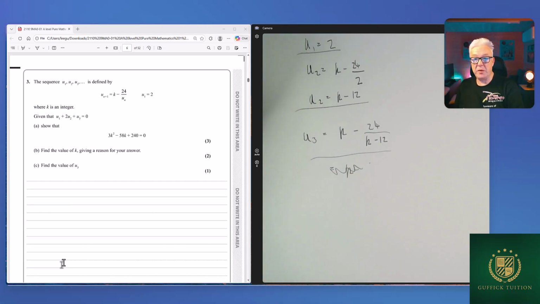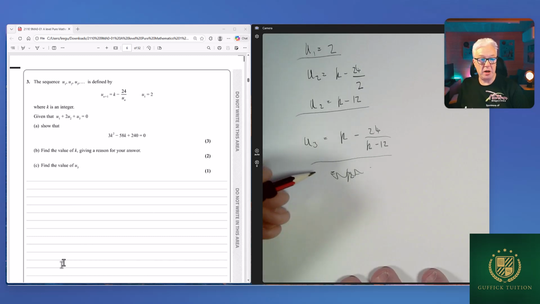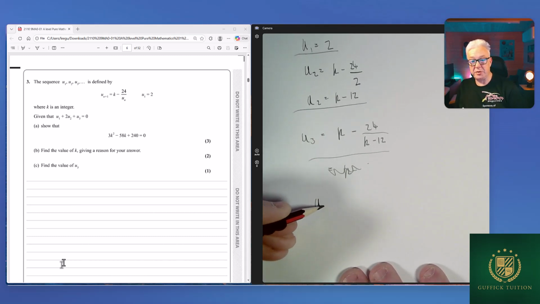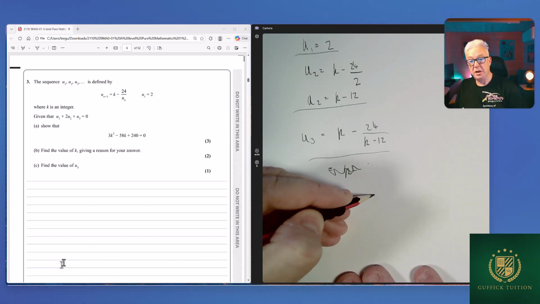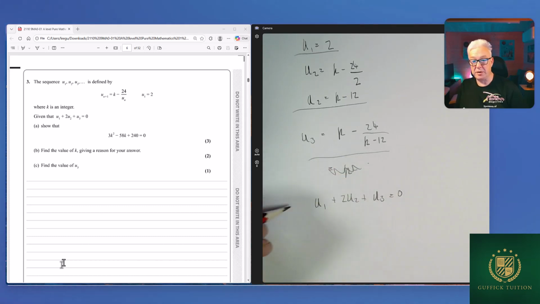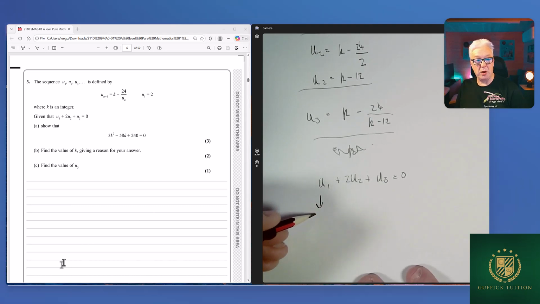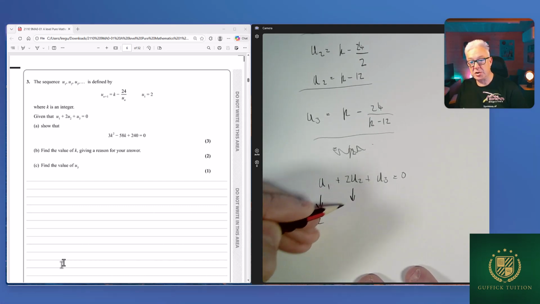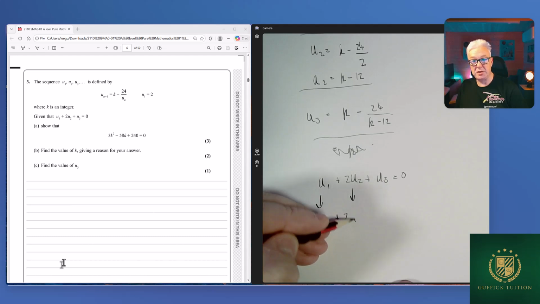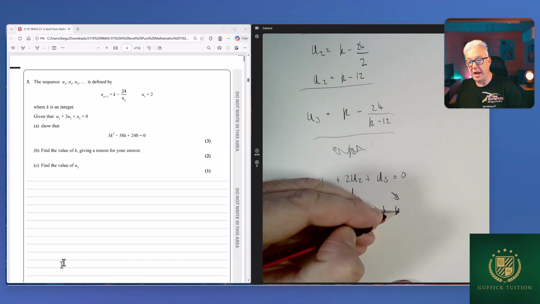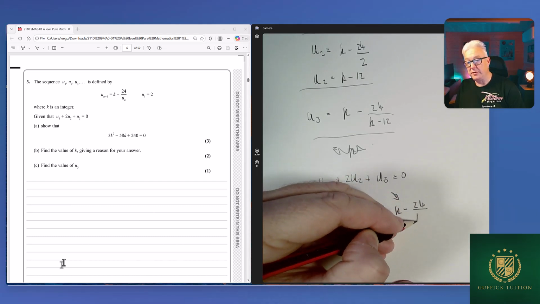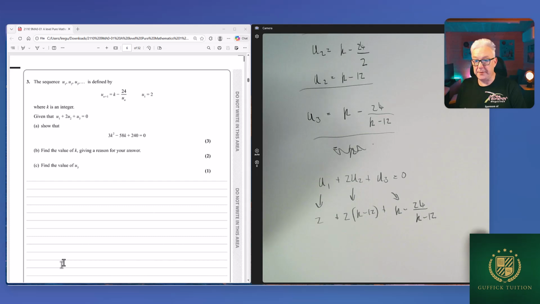So now that we know what u1, u2 and u3 are, we're going to substitute them into our expression: u1 add 2 lots of u2, add u3 is equal to 0. See what that gives us. Okay, u1 we know is 2. 2 lots of u2 is going to be 2 lots of k minus 12. And then u3 we know is k minus 24 over k minus 12. Now, we've got to show that this whole expression is equal to 0.